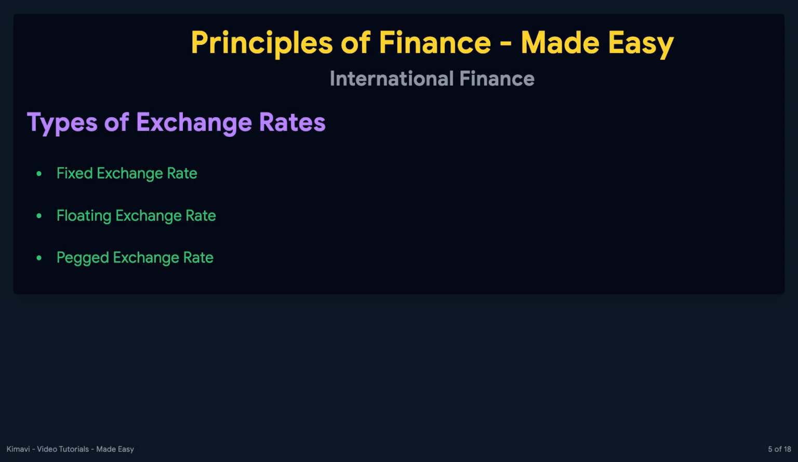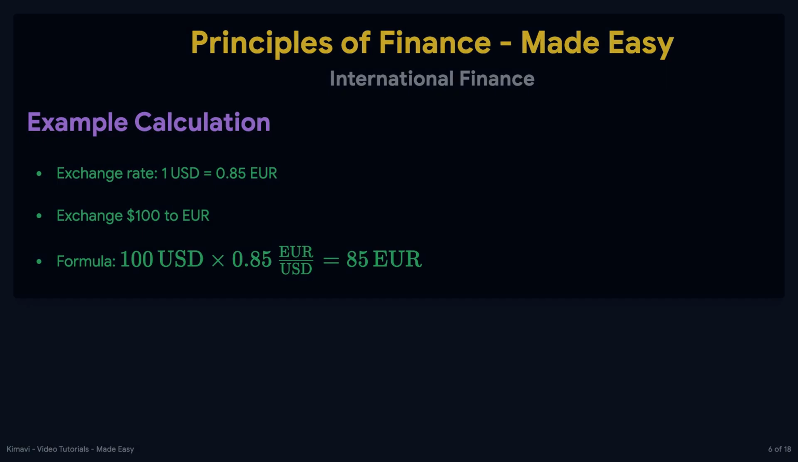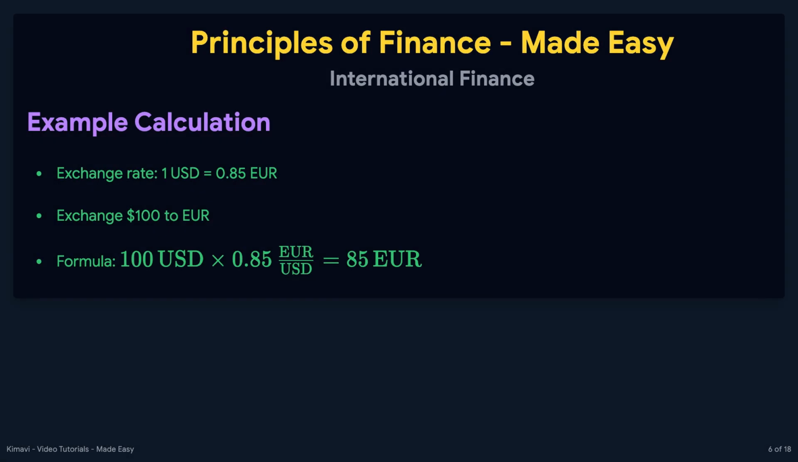There are three main types of exchange rates. A fixed exchange rate ties the value of a currency to another major currency like the US dollar or gold. A floating exchange rate is determined by market forces of supply and demand. A pegged exchange rate is a hybrid where a currency's value is pegged to another currency but can fluctuate within a certain range.